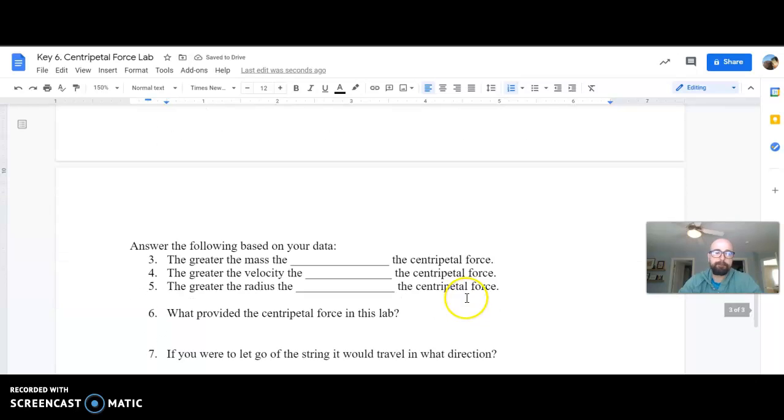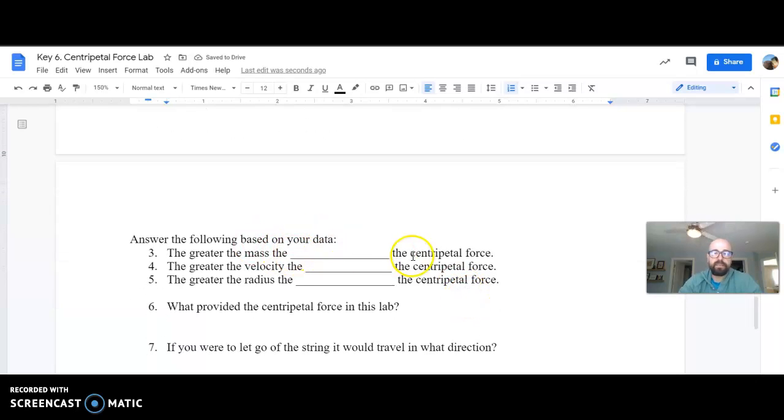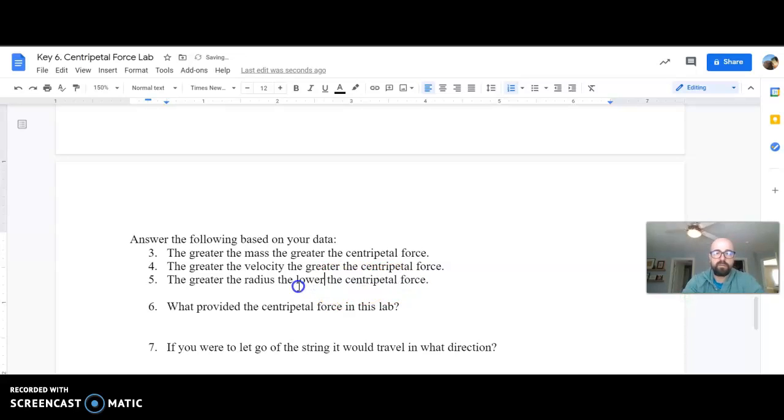the feel for it. And then here, looking at our data, this is what I just talked about as we went through it. The greater the mass, the greater the centripetal force; the greater the velocity, the greater the centripetal force; and the greater the radius, the lower the centripetal force.